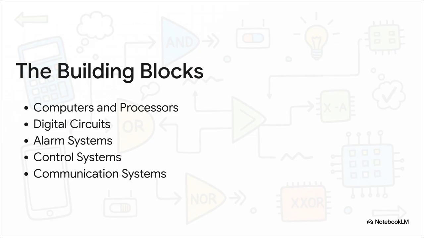Just think about a basic alarm system. If the door sensor is on and the alarm is armed, then sound the siren. You just described an AND gate. Now, scale that idea up billions of times, and you get the processor in your computer, the encryption protecting your data, and pretty much all the automated systems that run our world.